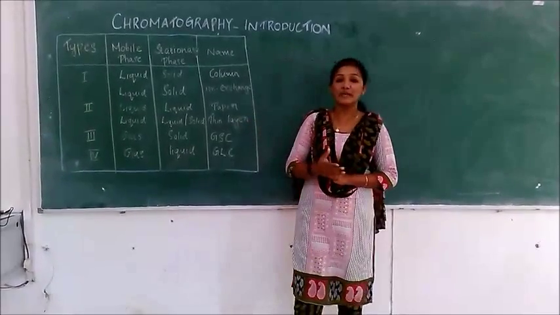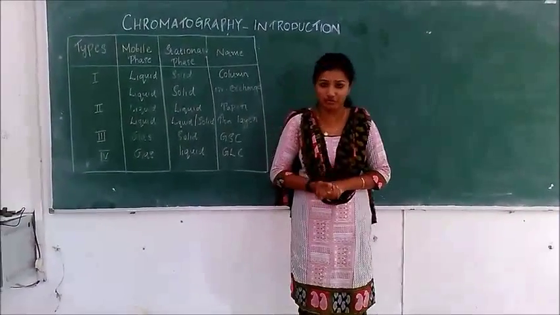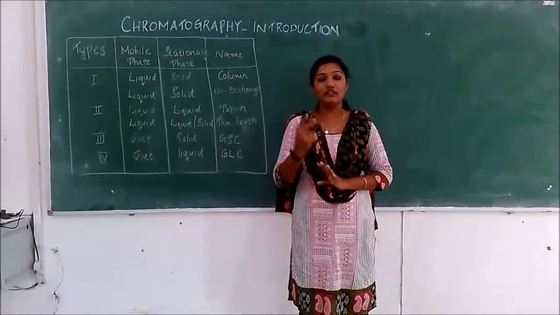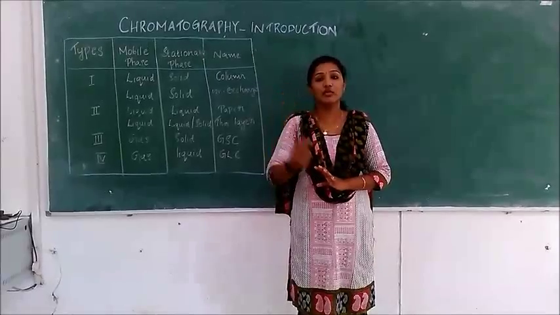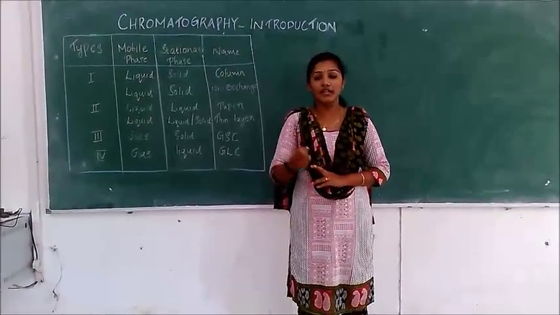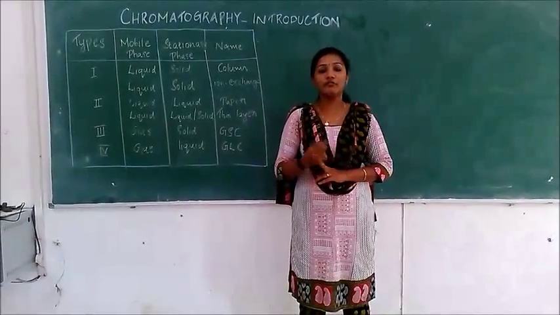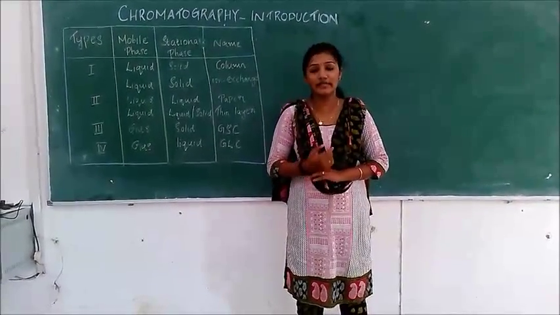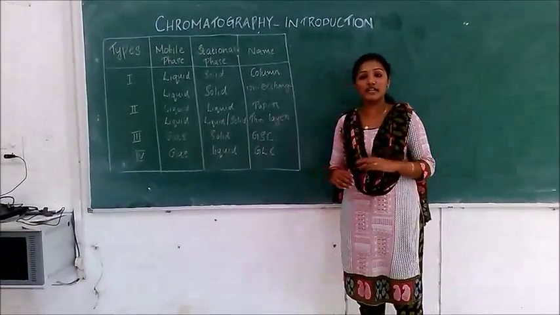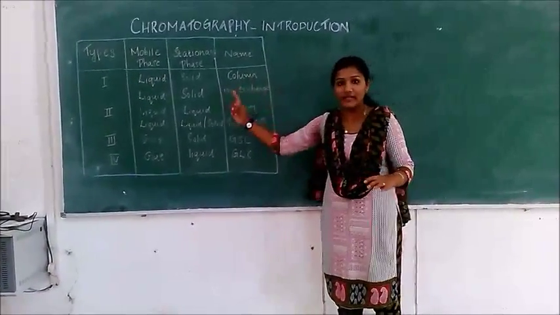Now we move on to the types and classification of chromatography. As I told, there are two phases involved in it: the stationary phase and the mobile phase or moving phase. The stationary phase may either be solid or liquid, while the moving phase will be liquid or gas. The types of chromatography are divided into four categories, explained here.